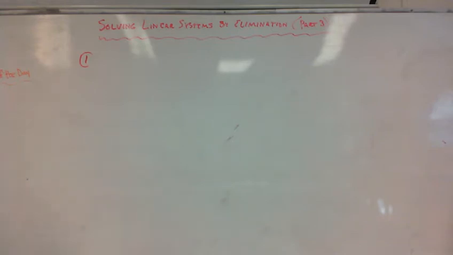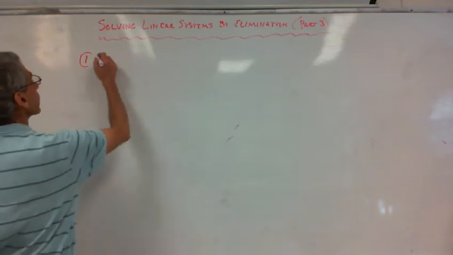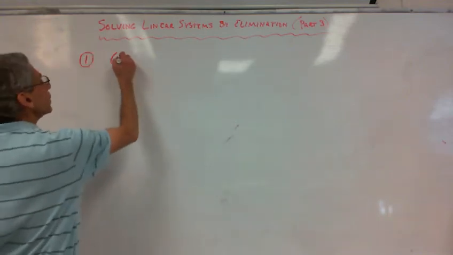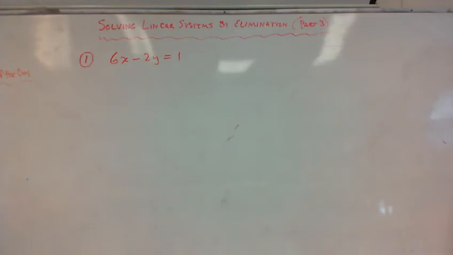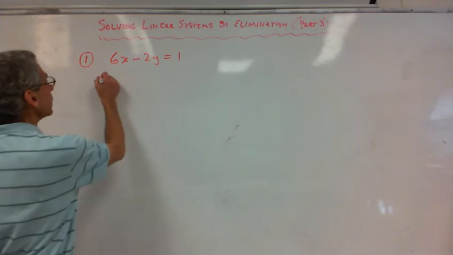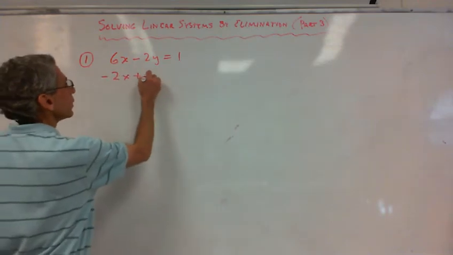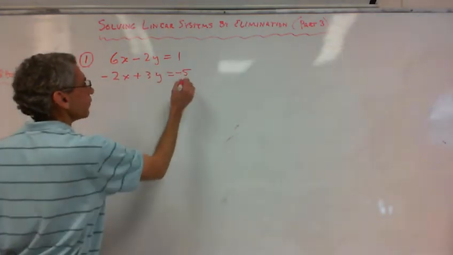6x minus 2y equals 1. And then the next one: negative 2x plus 3y equals negative 5.